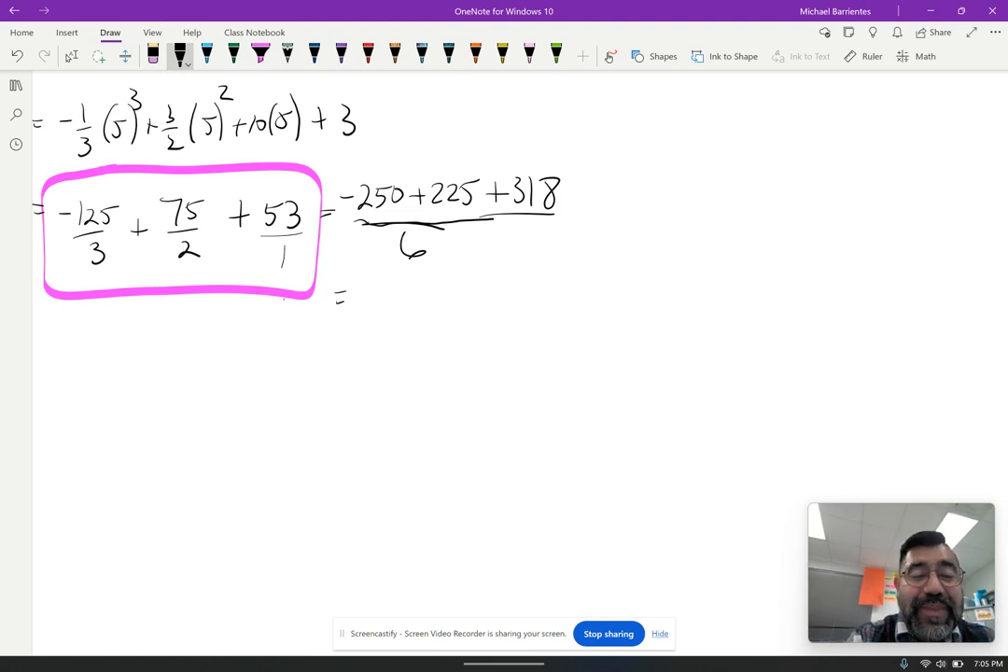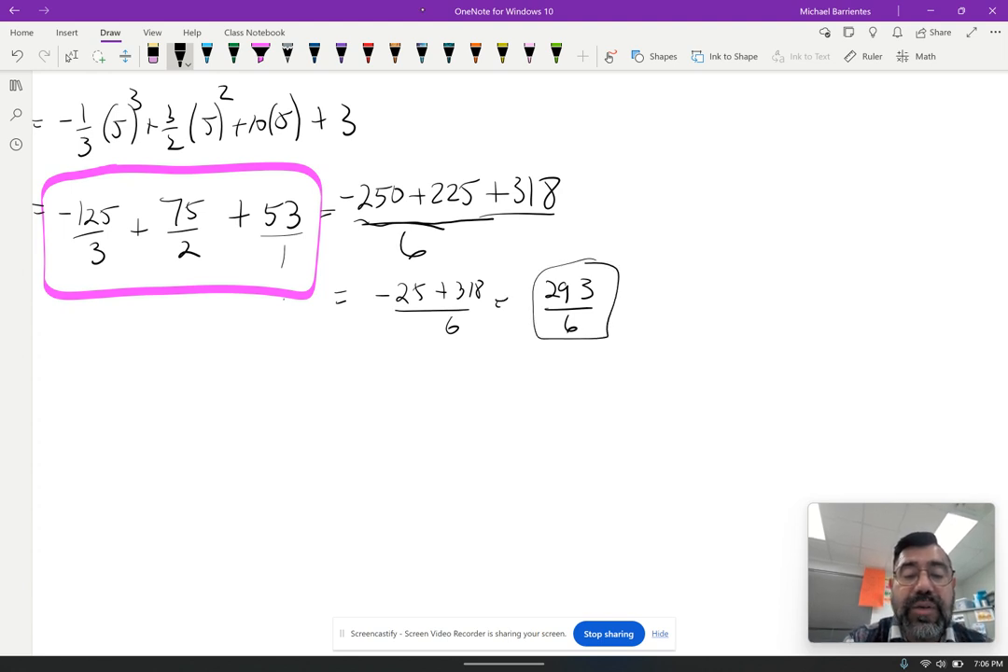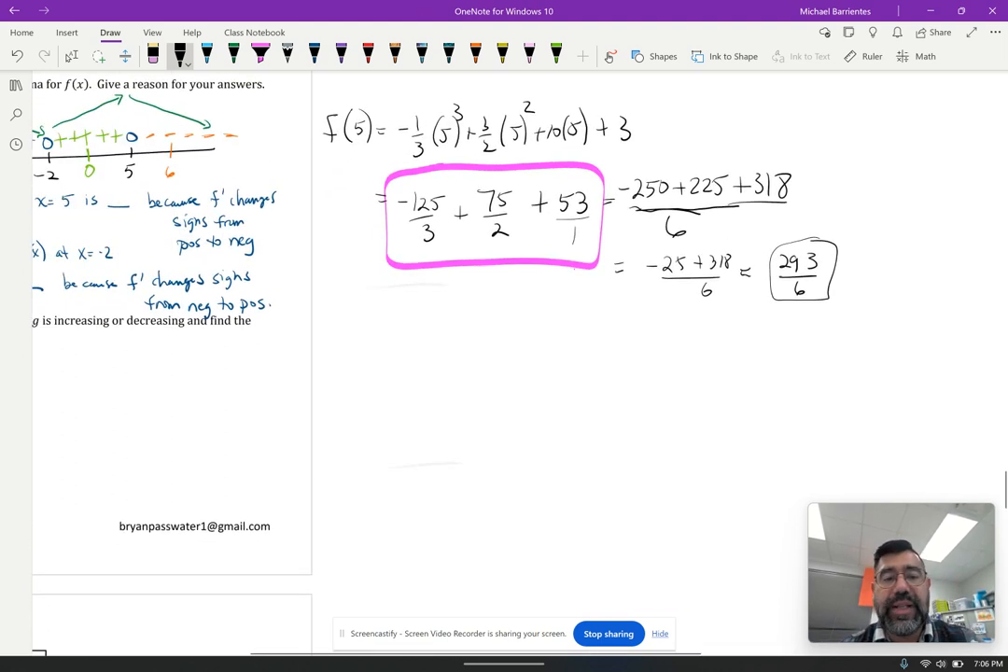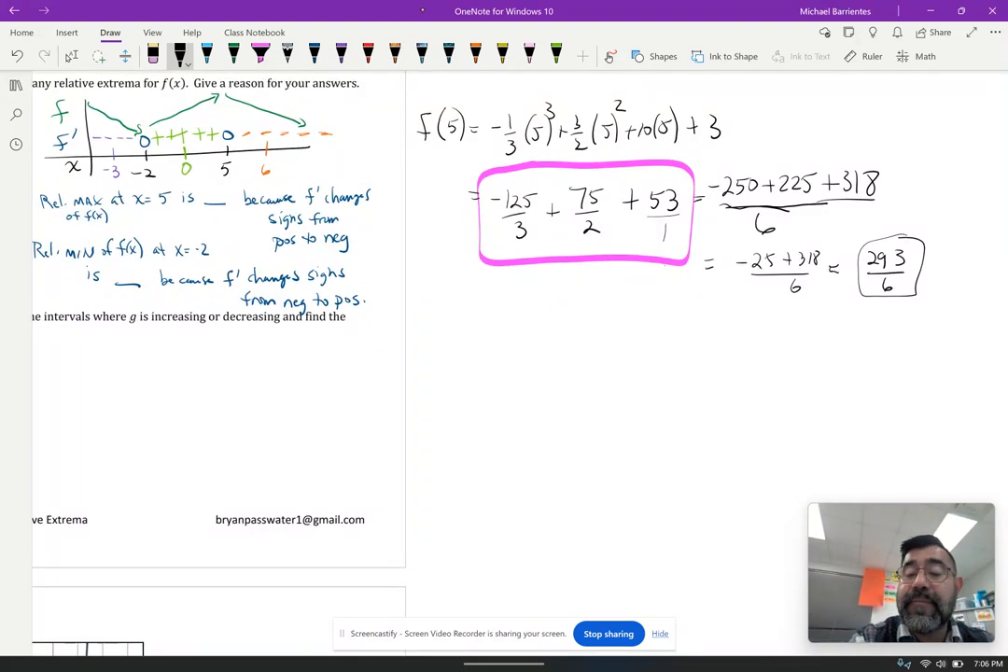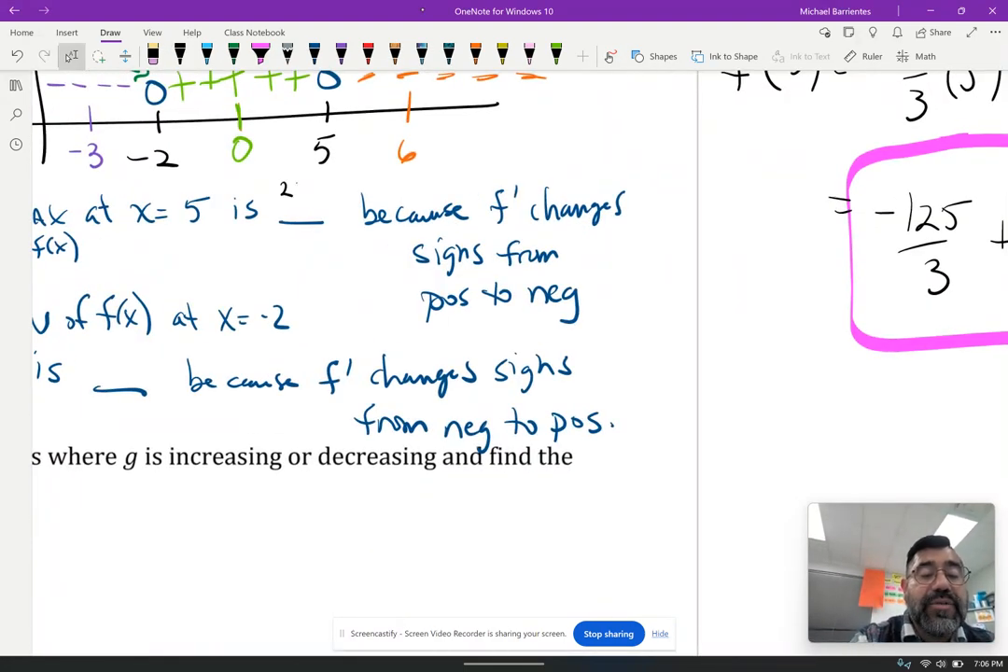Let's keep going. Negative 250 plus positive 225, I believe that's negative 25, plus 318 over 6. And now I can put these two together, and I believe that is 293 over 6. I believe so. So this would be your relative max. So that would be what I would put in the blank here. 293 over 6. Again, assuming I didn't make a silly mistake somewhere. And as you're watching this video and you can see the silly mistake, well, I'm sorry.